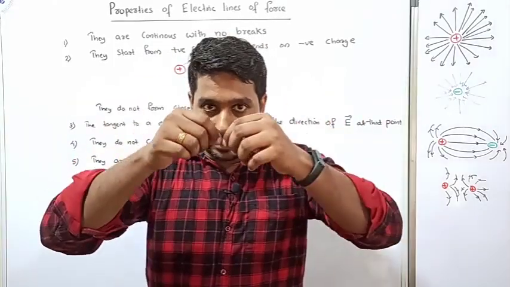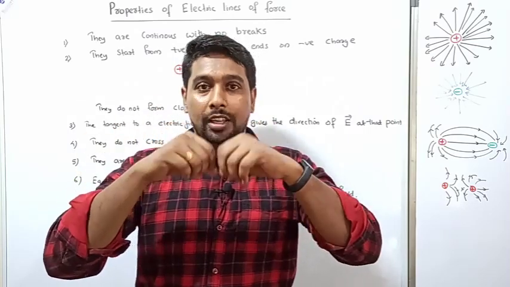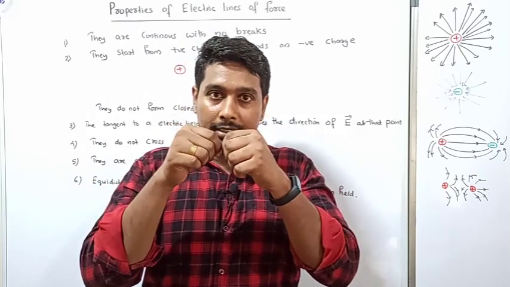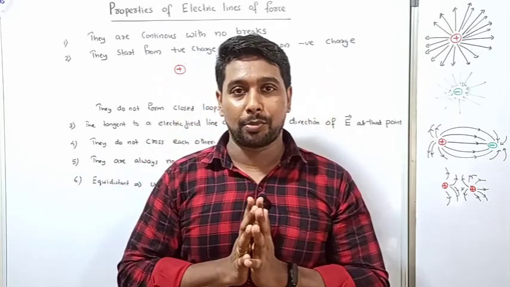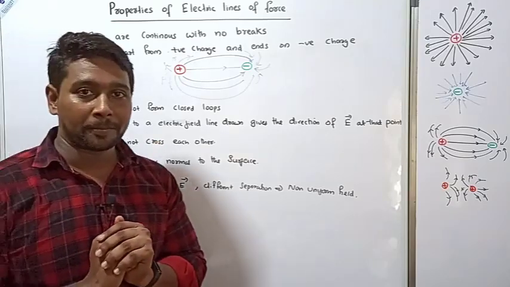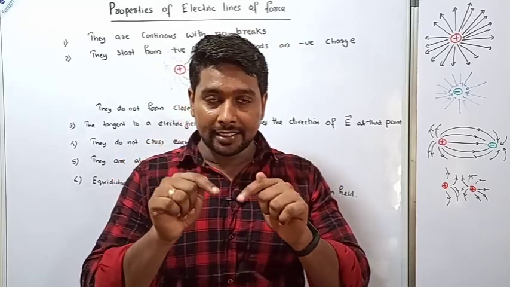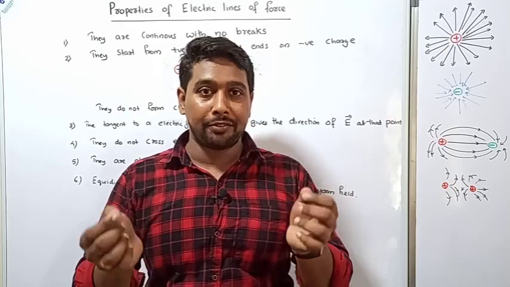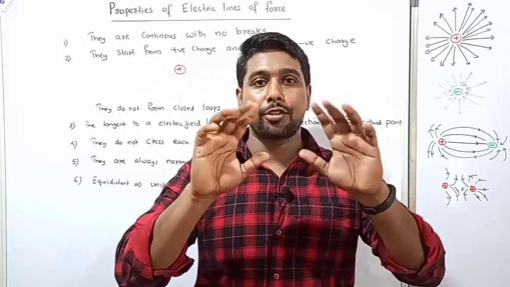If they intersect, we can draw two tangents. If you are able to draw two tangents, that means you are getting two directions, which is not possible. So we always say that they do not cross each other. They do not intersect each other, because if they did, we could draw two tangents which give two directions, which is not possible.